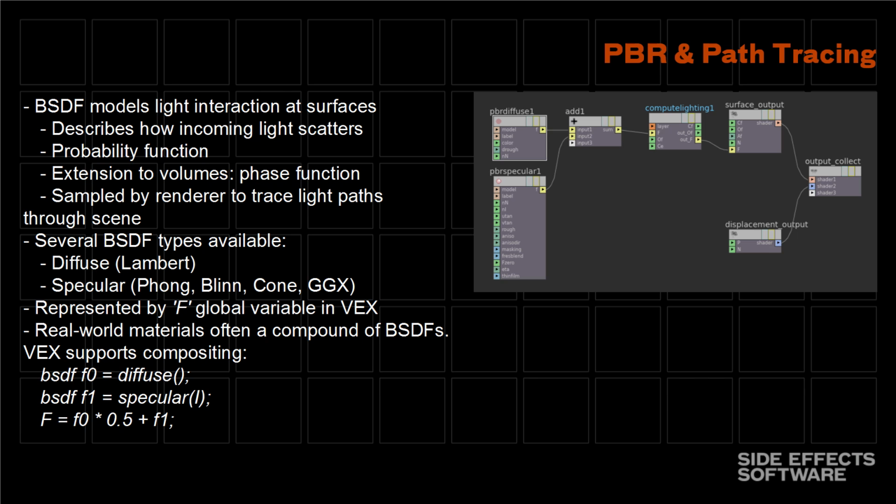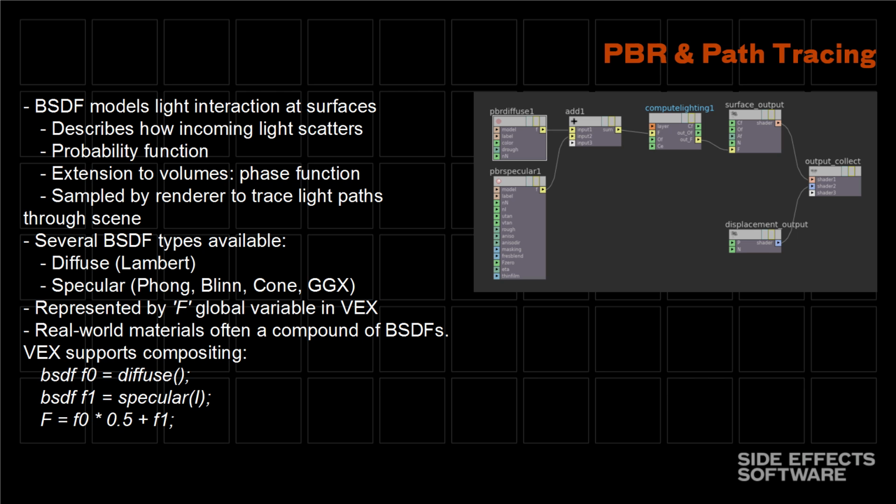So the BSDF, as I mentioned, models light interaction at surfaces as well as volumes. It describes how incoming light scatters at an event. It is a probability function, and so you saw those curves there. Those determine the magnitude of light that is scattered across the polar sphere, or the hemisphere that we're dealing with. So what we can say is, given an input impulse of light, what is the probability that it scatters in a given direction? That is really the answer that the BSDF provides the renderer. The extension to volumes we talked about as well. Rather than dealing with a local plane of interaction, volumes scatter uniformly in all directions across the entire sphere.